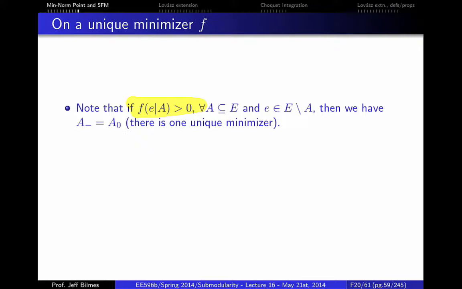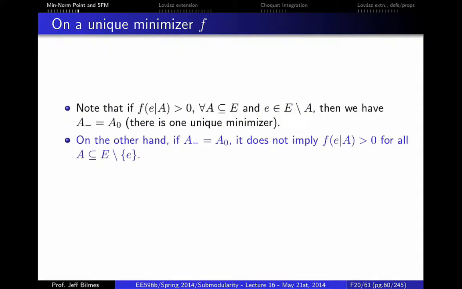So that basically means that if this property in yellow is true, then there's a unique minimizer. The lattice of minimizers is one element. And one element is closed under union and intersection, right? Just take it and union it with itself, and it's itself, and intersect it with itself, and it's itself. So it's a trivial lattice. On the other hand, if we just so happen to find that A naught is equal to A, that does not mean that the gains are strictly positive everywhere. So it's not an if and only if condition.